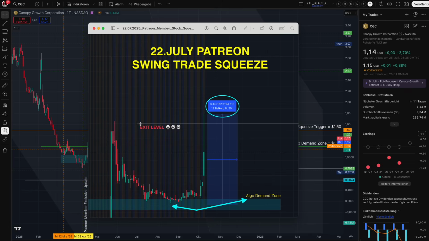And also my exit price level, which I mentioned here for my members, was perfectly here, guys. You can see that the candle is piercing that, and then the sell-off started, guys.